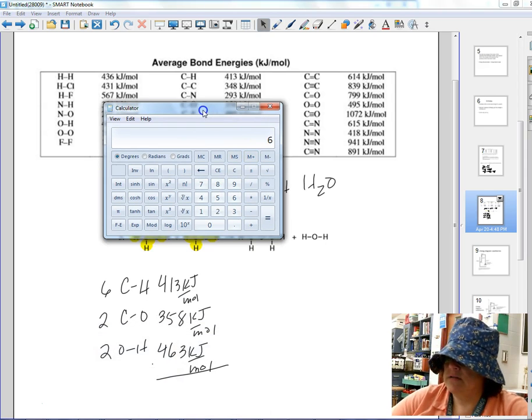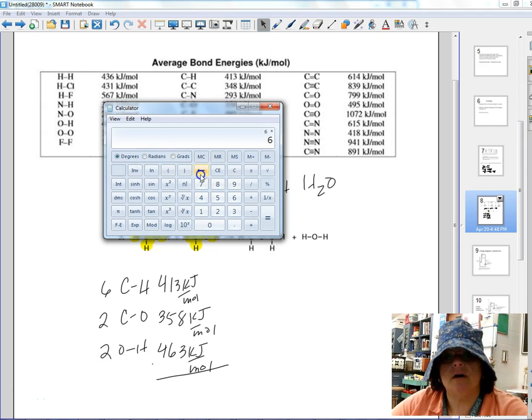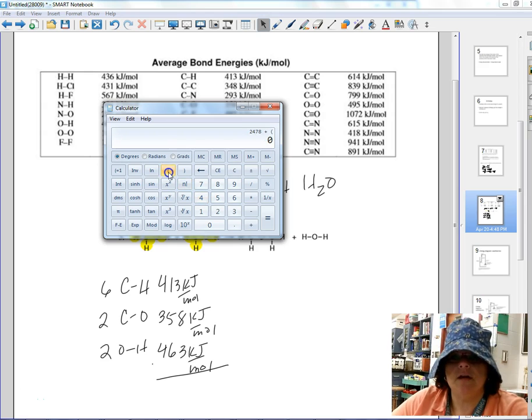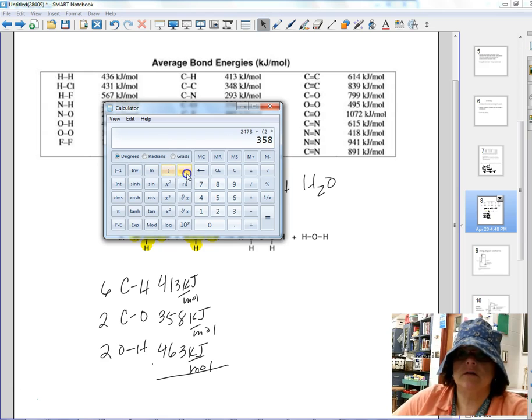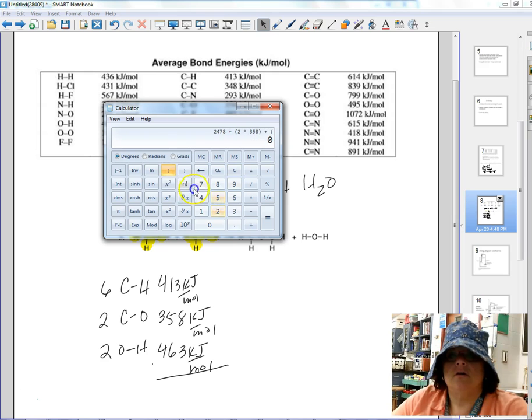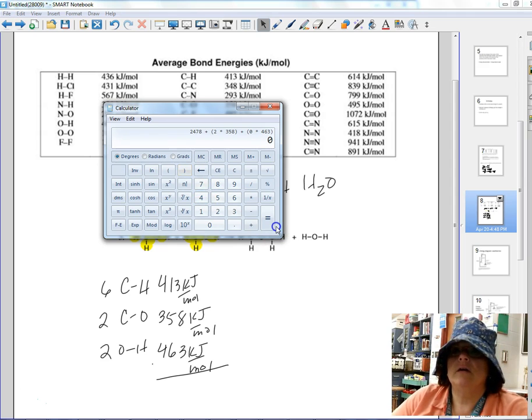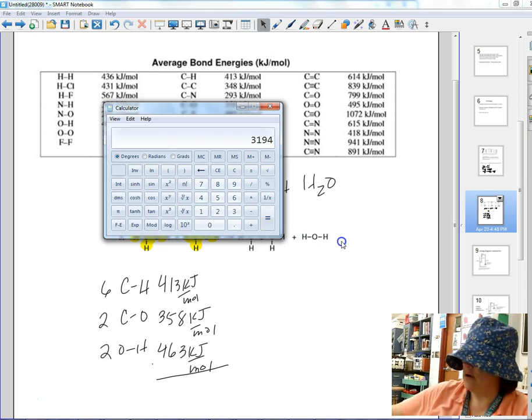Ready? 6 times 413, 2478, plus, and I'll do parentheses here, 2 times 358, plus 2 times 463, equals 3,194.